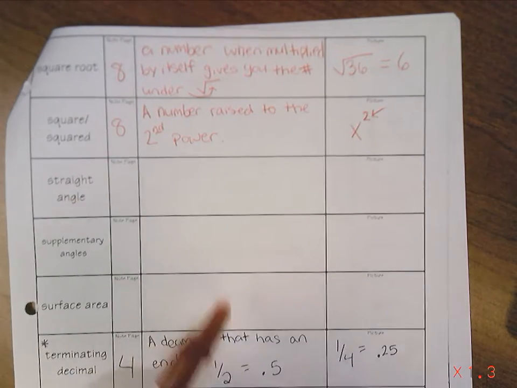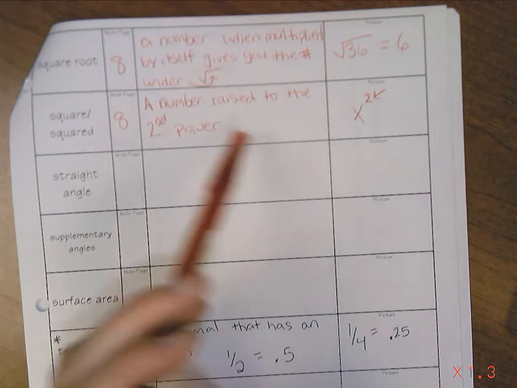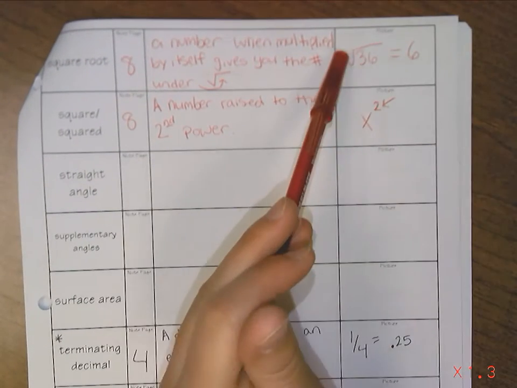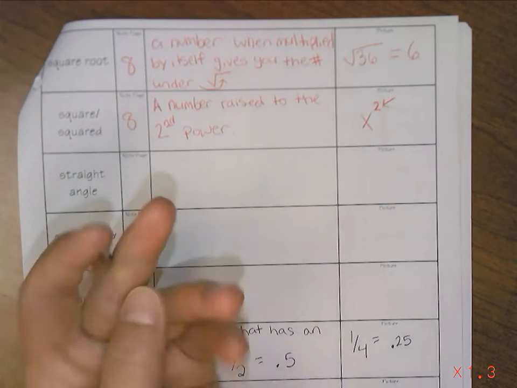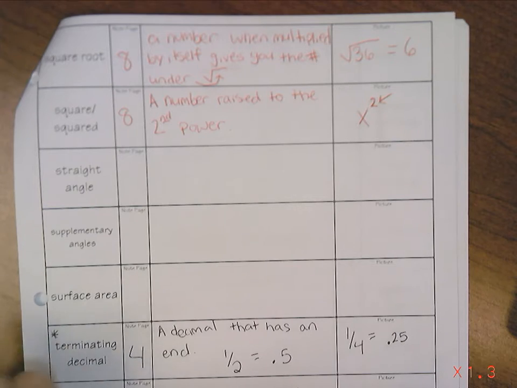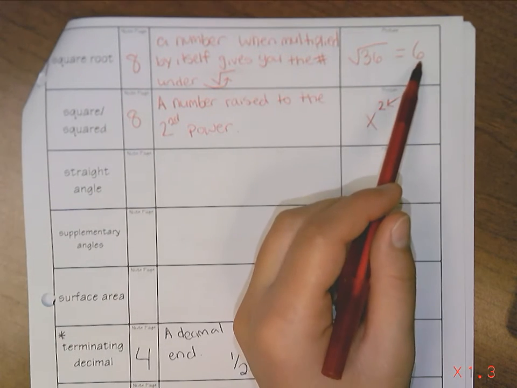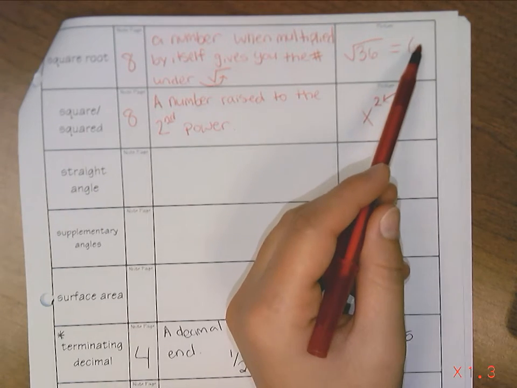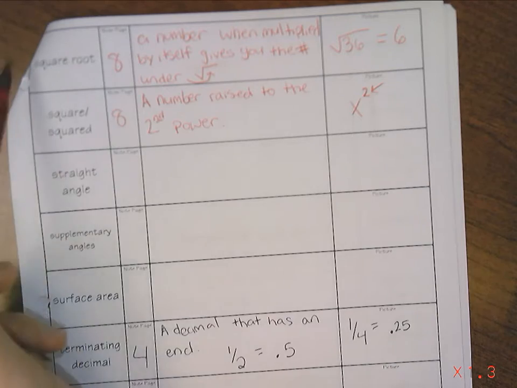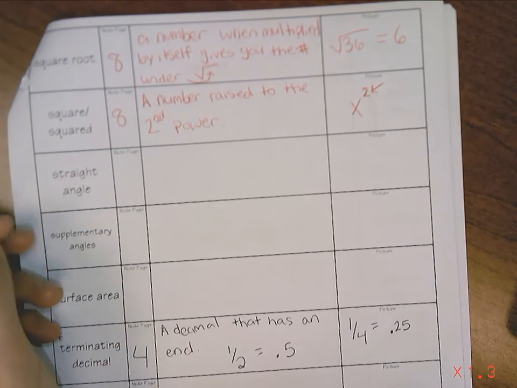And a square root is a number that, when multiplied by itself, gives you the number under the square root sign. So for example, 36 is 6 times 6. The reason a square root and a perfect square are both on here is because a square root isn't always going to be a whole number. It might be like 2.4 times 2.4. That's a square root, could be anything. A perfect square will always be a whole number times itself.